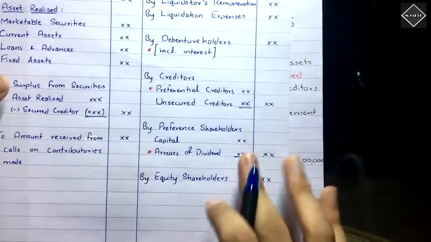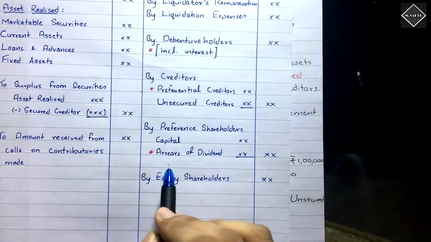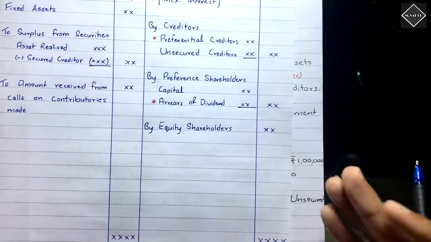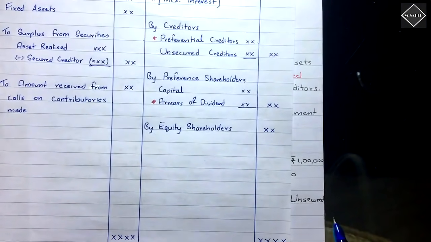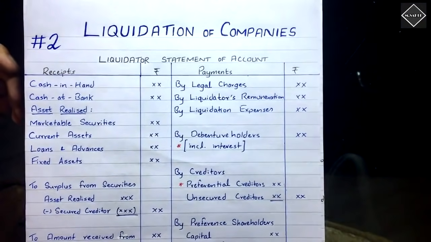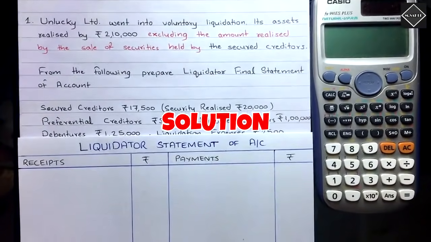So then comes the preference shareholders. They will get their capital back, and their accumulated dividend that is in arrears will also be paid to preference shareholders. If at last anything is left, that will go to equity shareholders. Fine. So this is the liquidator statement of account. You have to follow this chronology. So now let's solve this problem. It's very simple.